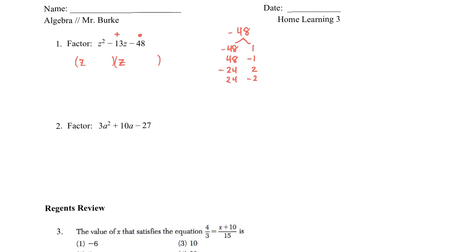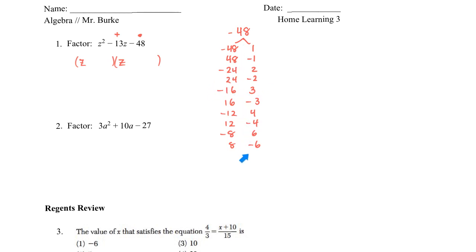We have negative 16 and positive 3, or we have positive 16 and negative 3. We have negative 12 and 4, which means we have positive 12 and negative 4. And we have negative 8 and 6, which means we have positive 8 and negative 6. Now, some of you are going, Mr. Burke, you got it a long time ago. It's way up here. And I know.